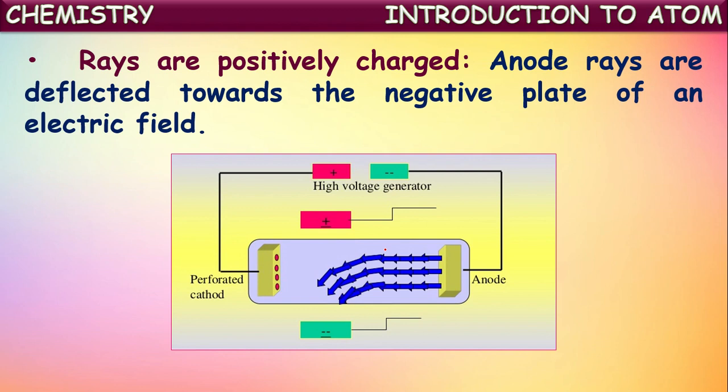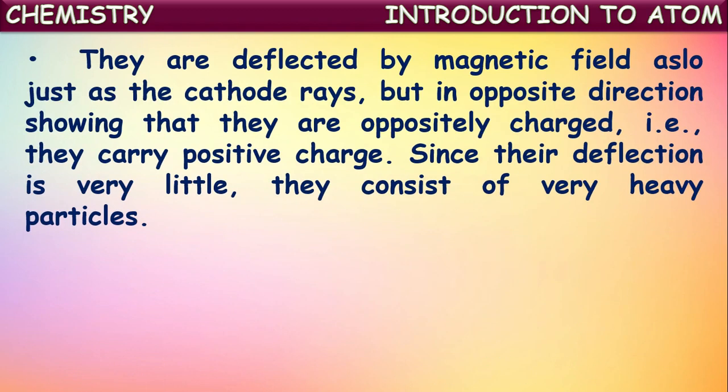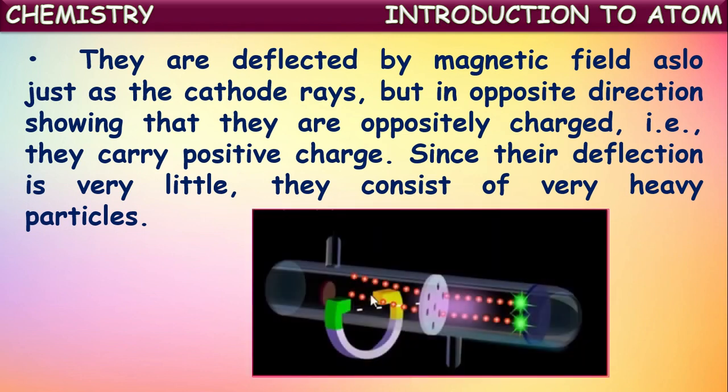And they are deflected by the magnetic field also. Just like the cathode rays, these anode rays are also deflected by the magnetic field, but in the opposite direction to the cathode ray deflection. So anode rays are deflected in the presence of a magnetic field, but in the opposite direction to that of cathode rays. This shows that they are positively charged, that is, these anode rays carry positive charge.